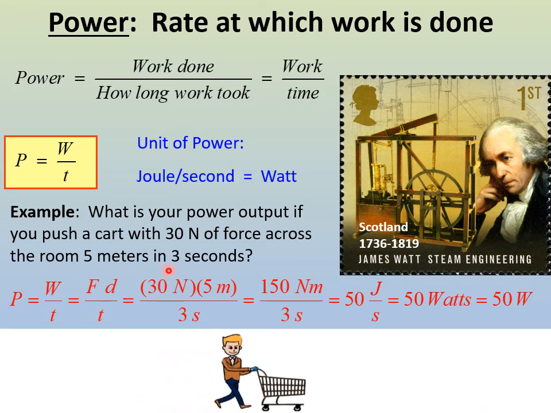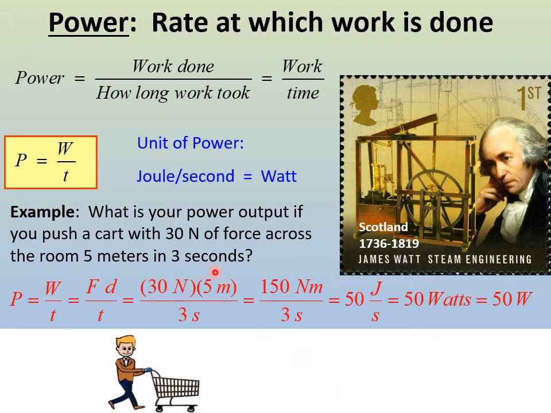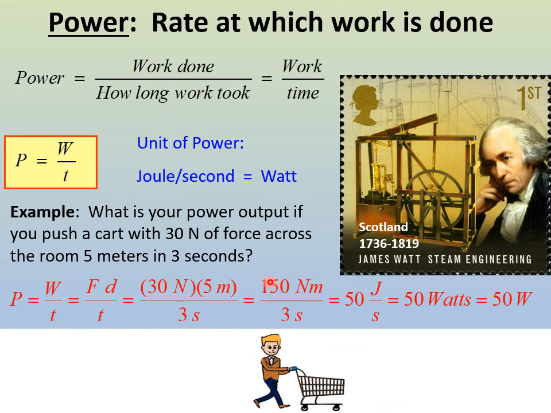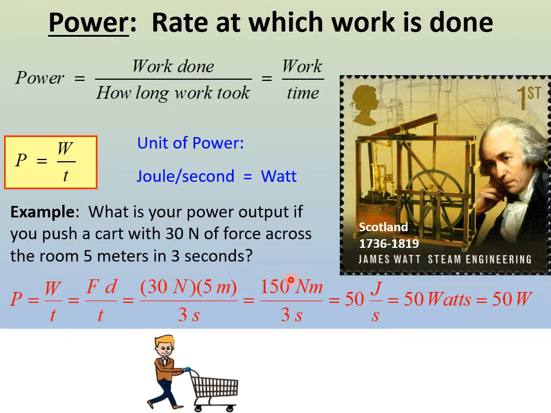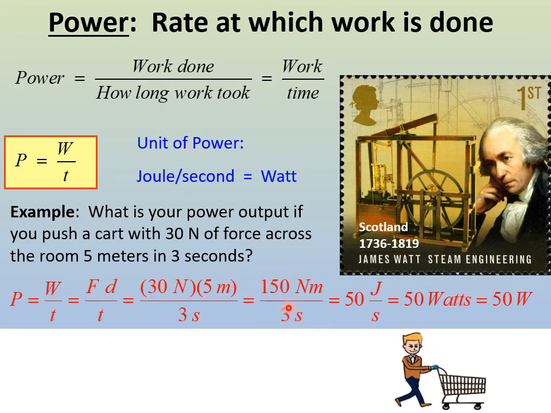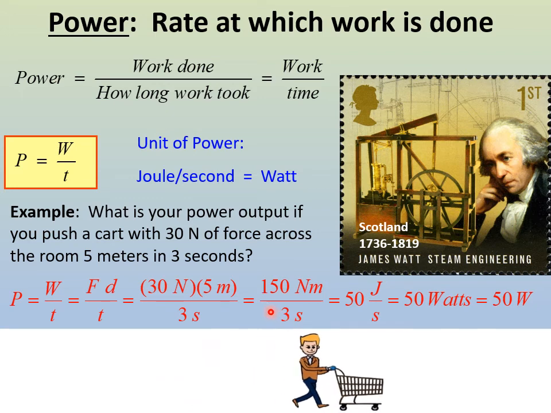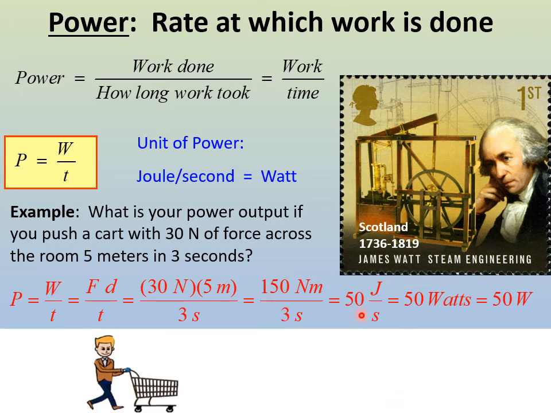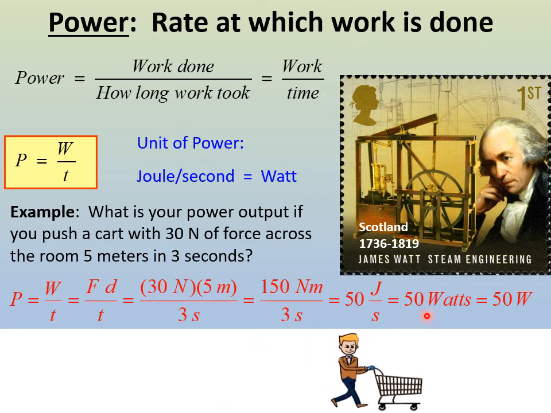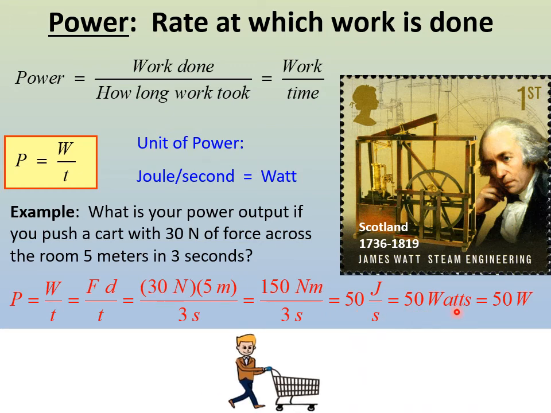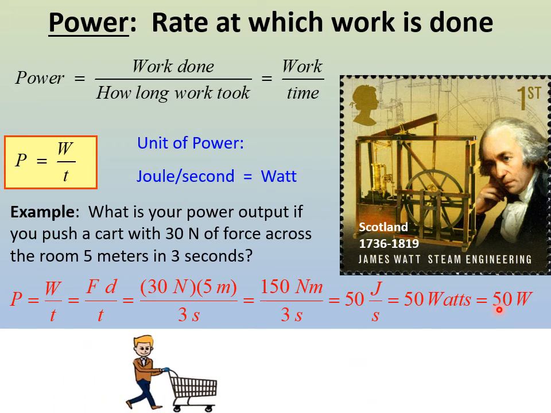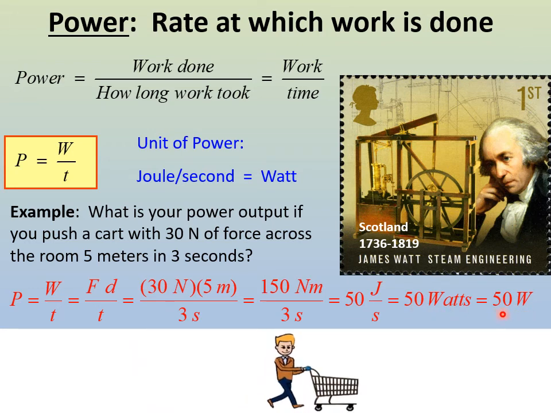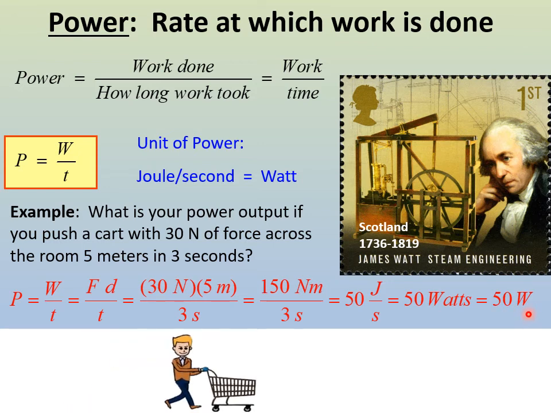So the force was 30 newtons, the distance was 5 meters. So 30 times 5, that's 150 joules. All right, that's on top. And it took 3 seconds to do this work, we were told. So 150 divided by 3 is 50. And our units are joules per second, or we say 50 watts. And by the way, the abbreviation for watt is an uppercase W. So we can just write our answer as 50 W for watts.